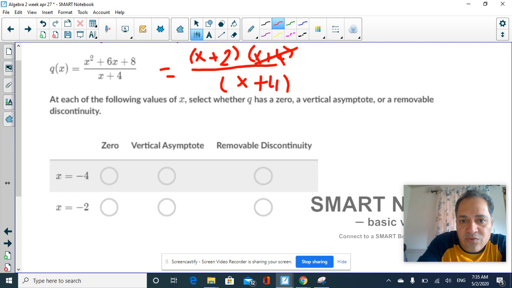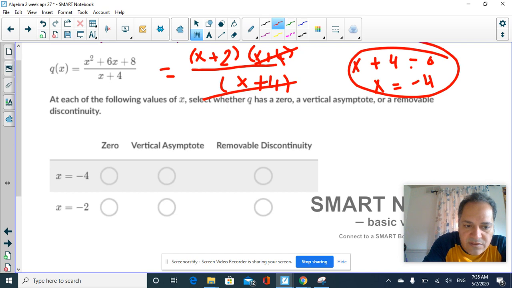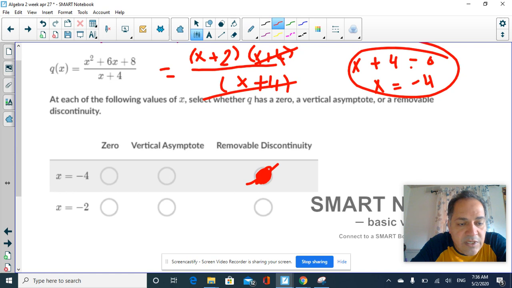You cancel out what here? x plus 4. So at x plus 4 equals 0, you have removable what? So x equal negative 4. You have removable discontinuity. Yes? So at x equal negative 4, you have removable what? Discontinuity. So the second point, x equal negative 2.